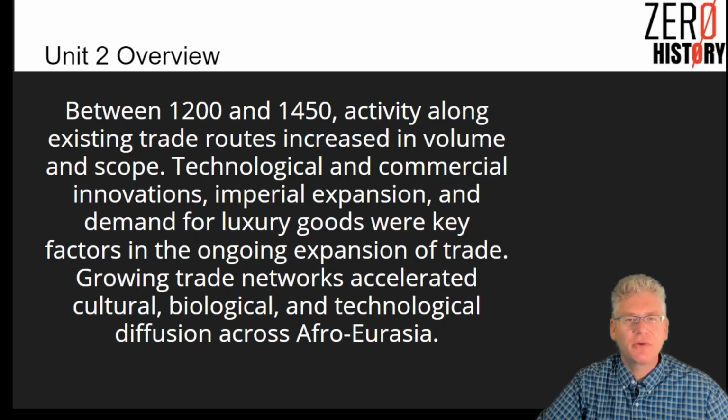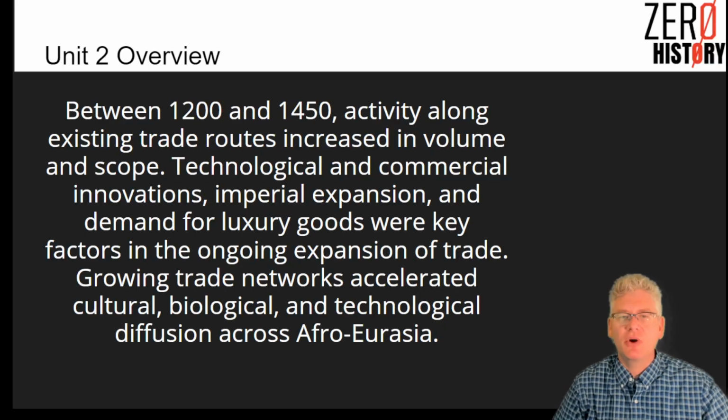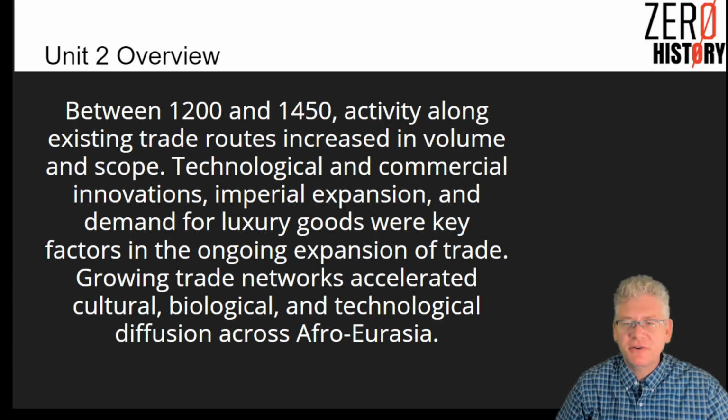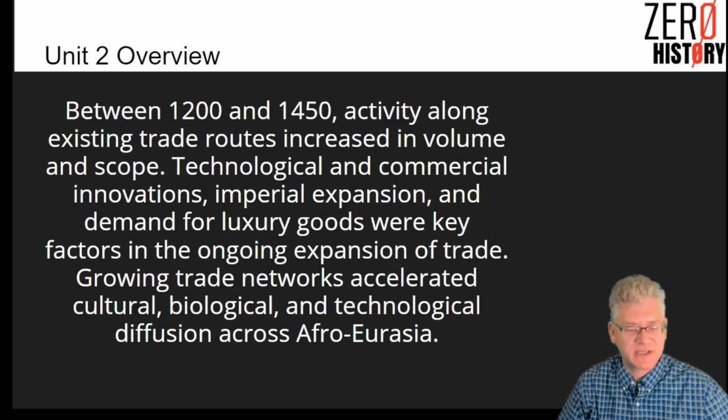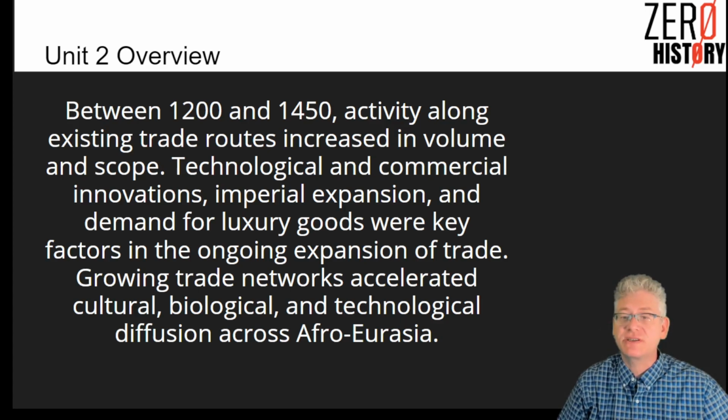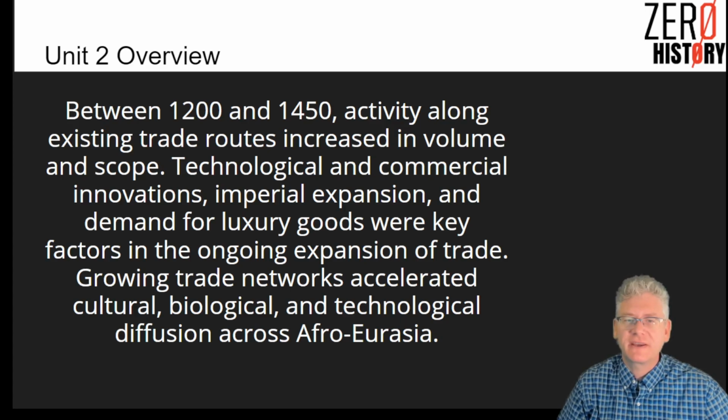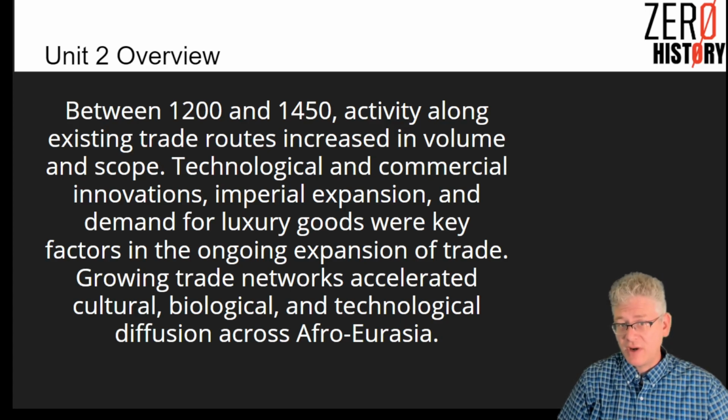All right, so first off, real quick, just a little Unit 2 overview. Between about 1200 and 1450, we're going to see a lot of activity along existing trade routes that will increase in volume and scope. So we're going to see lots more trade, lots more technologies that are being used, all kinds of good stuff like that. Technology, commercial innovations, imperial expansion, demand for luxury goods were key factors of that trade. Growing trade networks accelerated cultural, biological, technological diffusion across Afro-Eurasia.